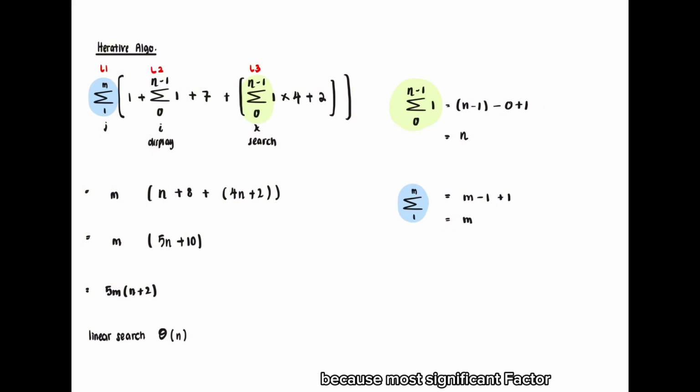Because the most significant factor relative to the size of the database is n, we conclude that linear search has a time complexity of O(n). That's all from me.